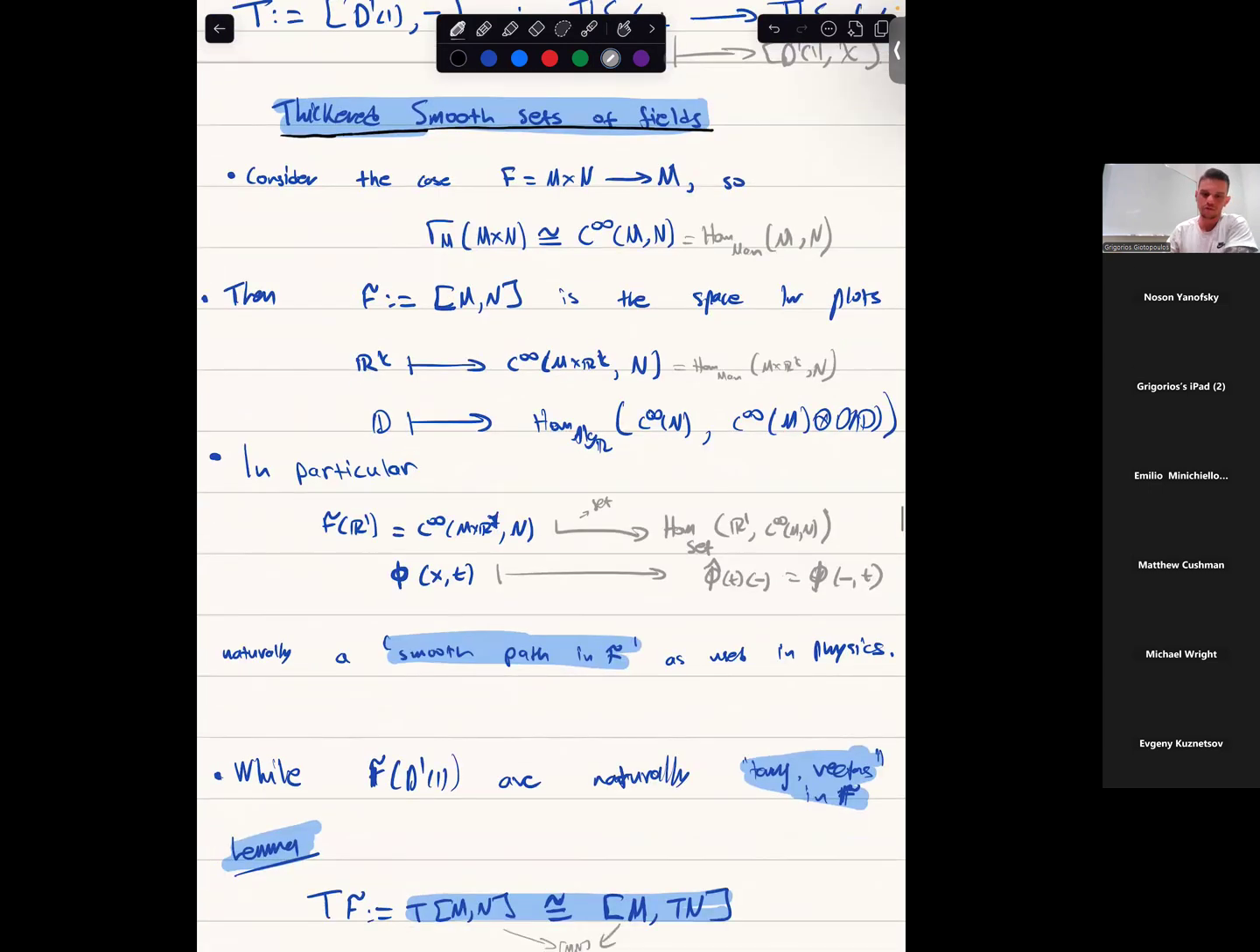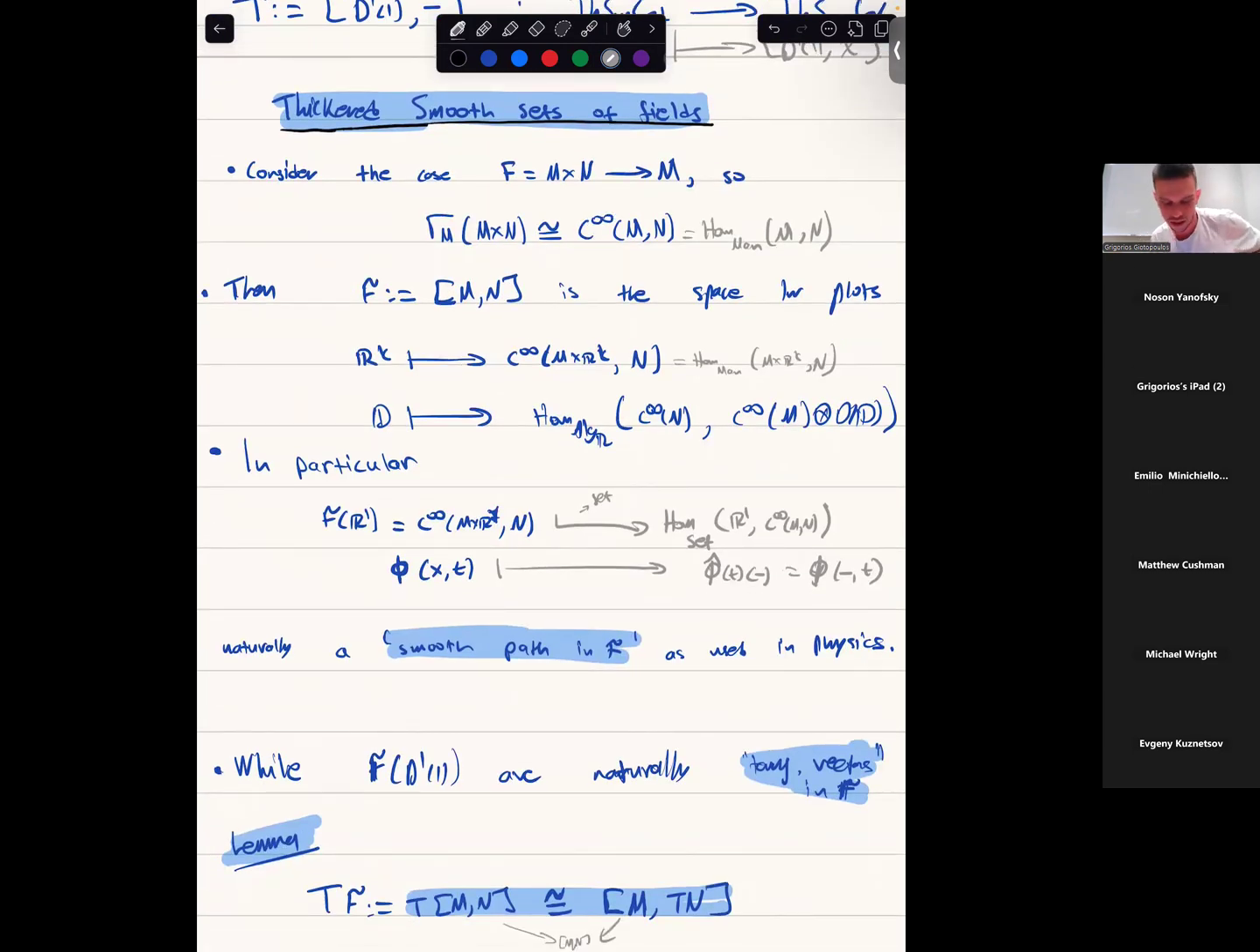Okay, so let's go back to physics. Let's start with the case of thick and smooth sets of fields. So let's take a field bundle that I advocated earlier. Let's just take the trivial one for a moment. This is M cross N, the trivial fiber bundle with fiber N over a space-time manifold M. Then the set of sections, i.e. fields on the space-time, would be just smooth valued functions from M to N, so maps of manifolds from M to N.